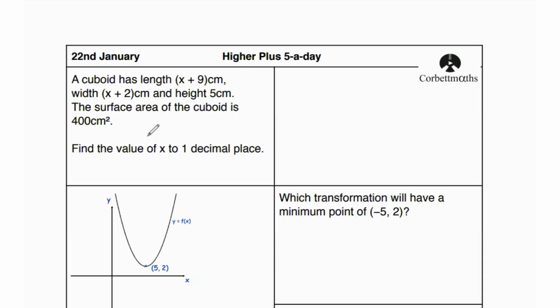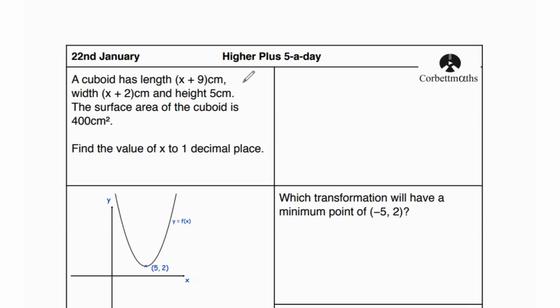First question says, a cuboid has length of x plus 9 centimeters. Width is x plus 2 centimeters and height is 5 centimeters. The surface area of this cuboid is 400 centimeters squared. Find the value of x to one decimal place.